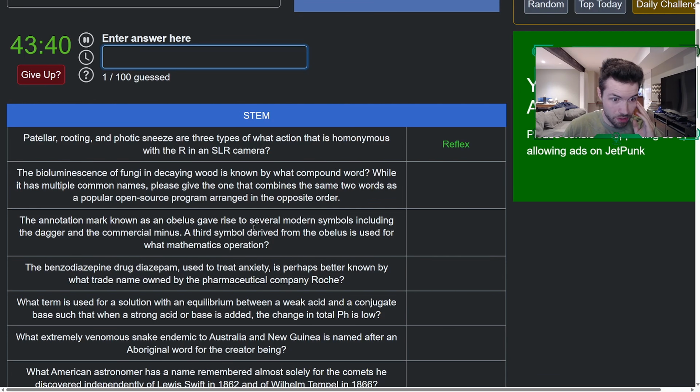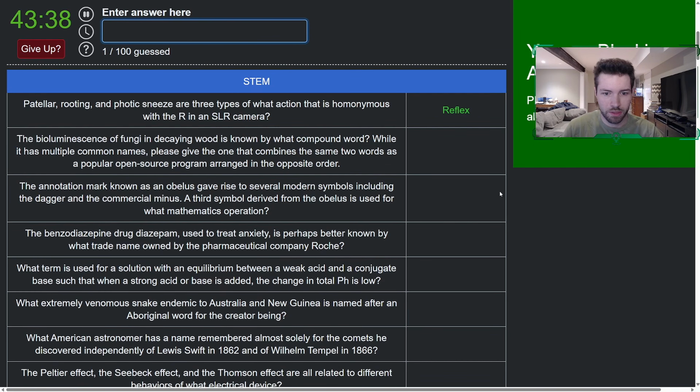The annotation mark known as an obelisk gave rise to several modern symbols, including the dagger and the commercial minus. A third symbol derived from the obelisk is used for what mathematics operation? I don't know. Division? Okay, sure.